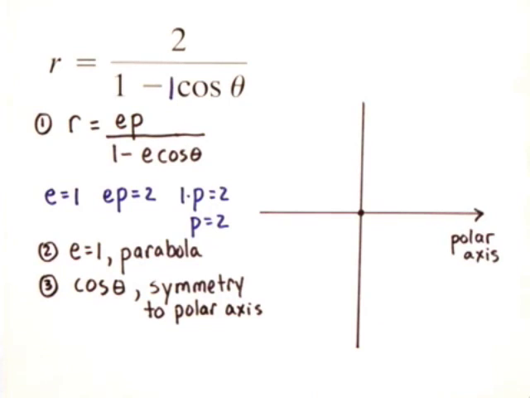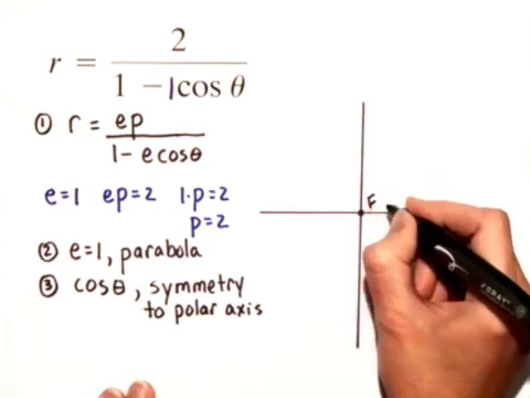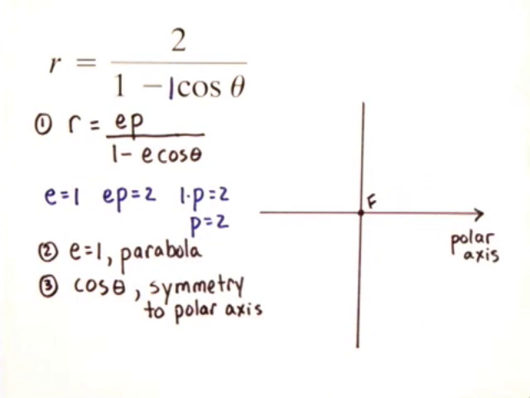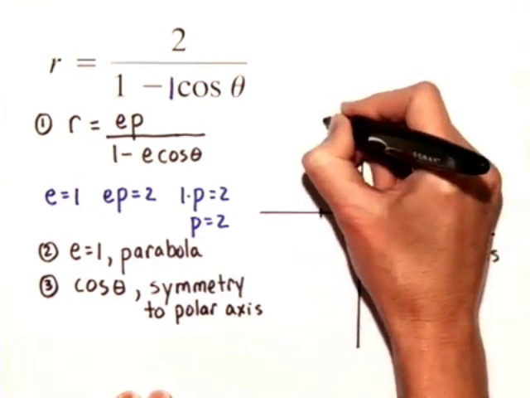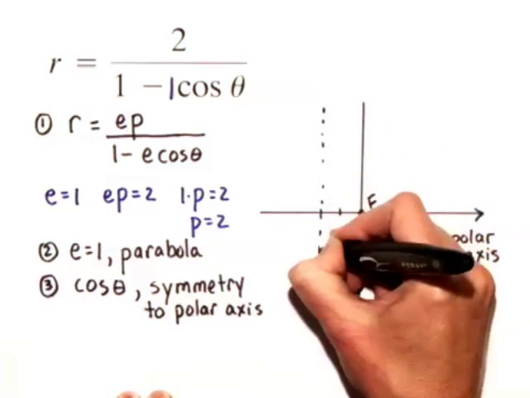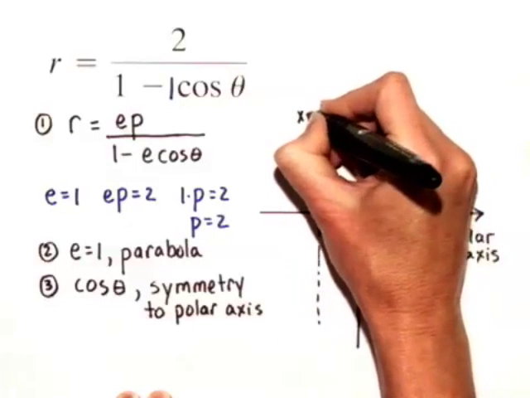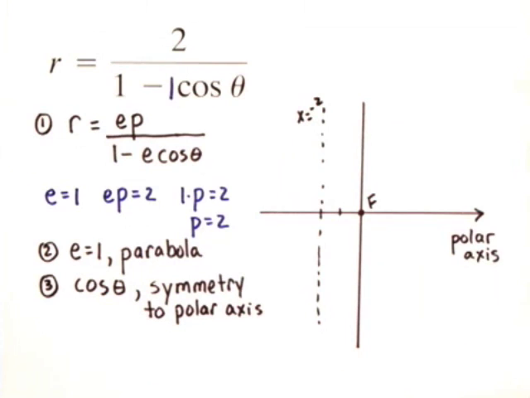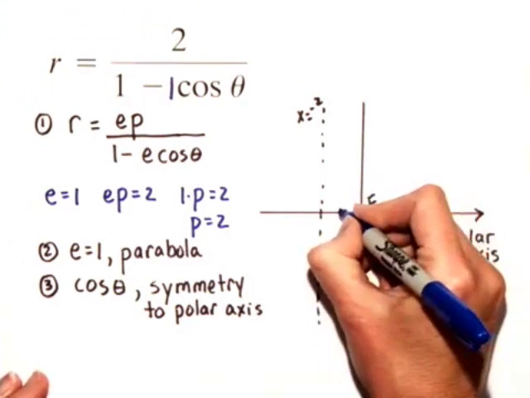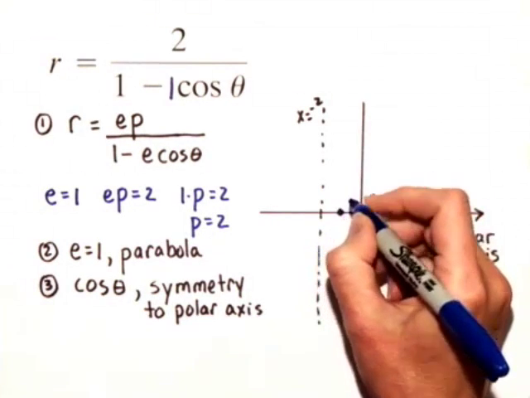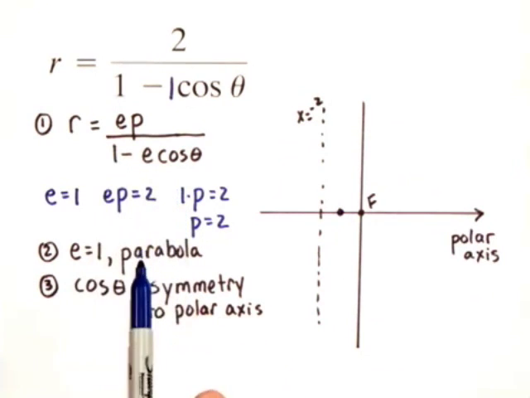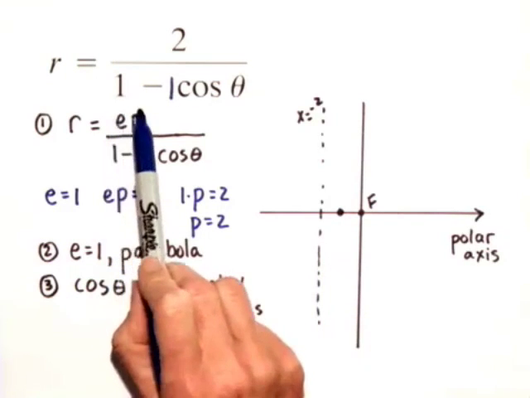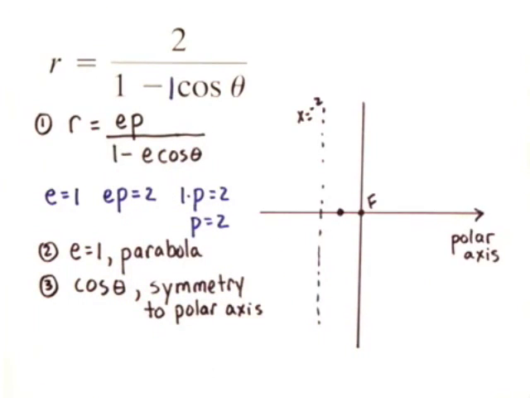Based on the standard form, we know that our focus is located at the pole, and because p is equal to 2, we have our directrix located at the line x equals -2. We know that our vertex is halfway in between these two. We also know, based on the standard form of ep over 1 minus e cosine theta, when this represents a parabola, that our parabola will open to the right. If this had been 1 plus cosine theta, our parabola would have opened to the left.